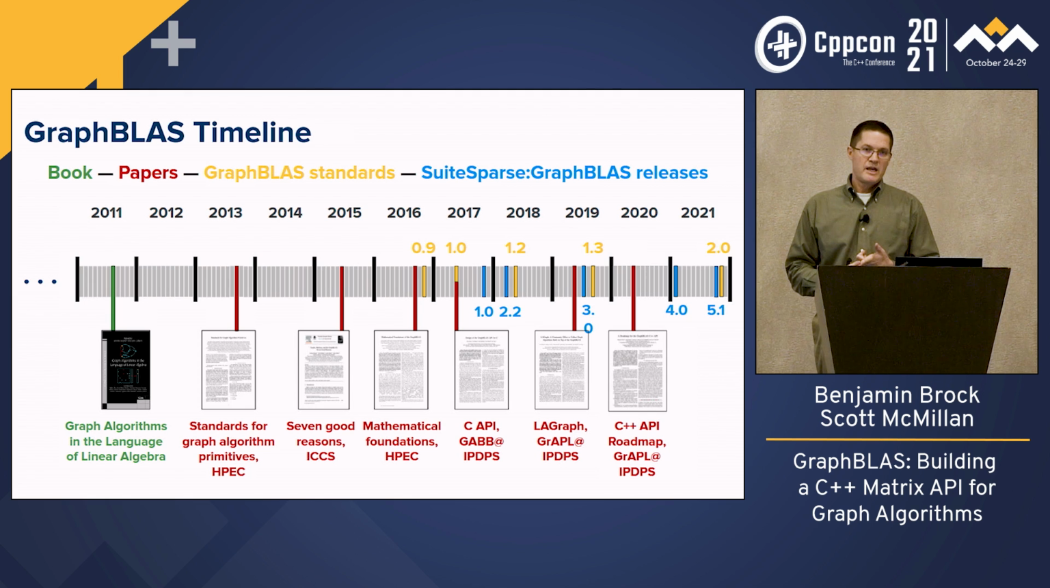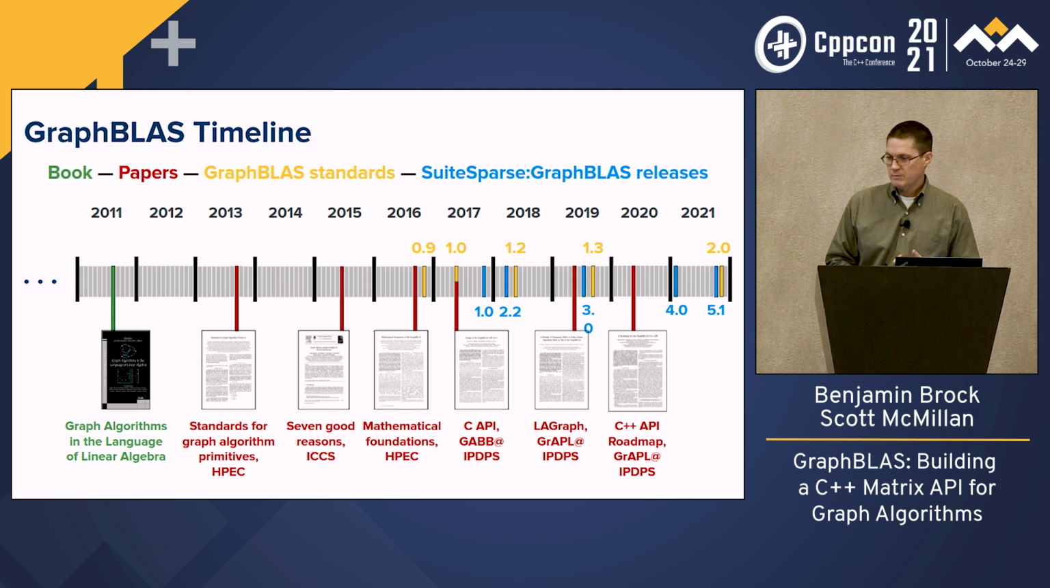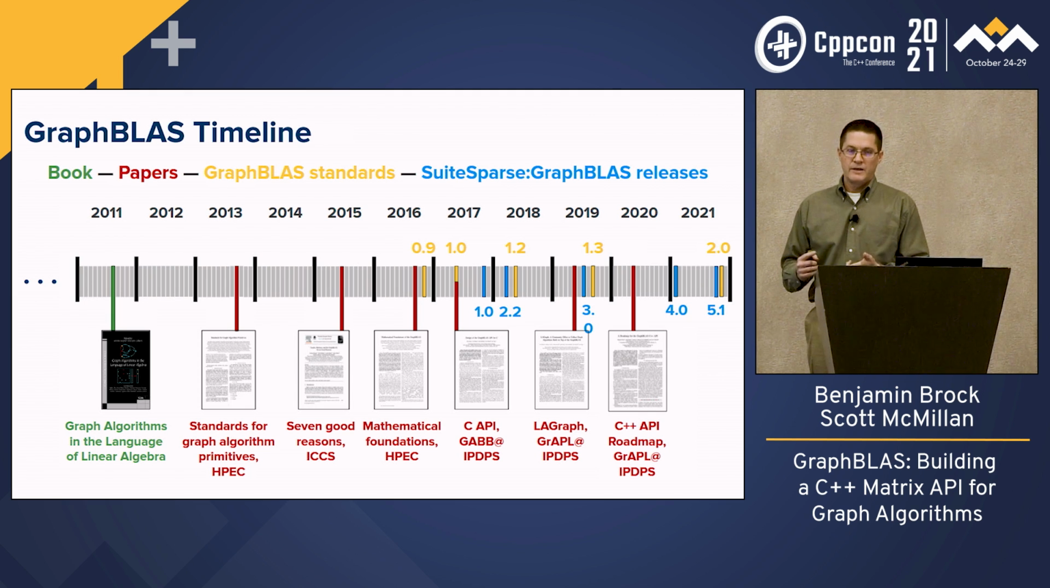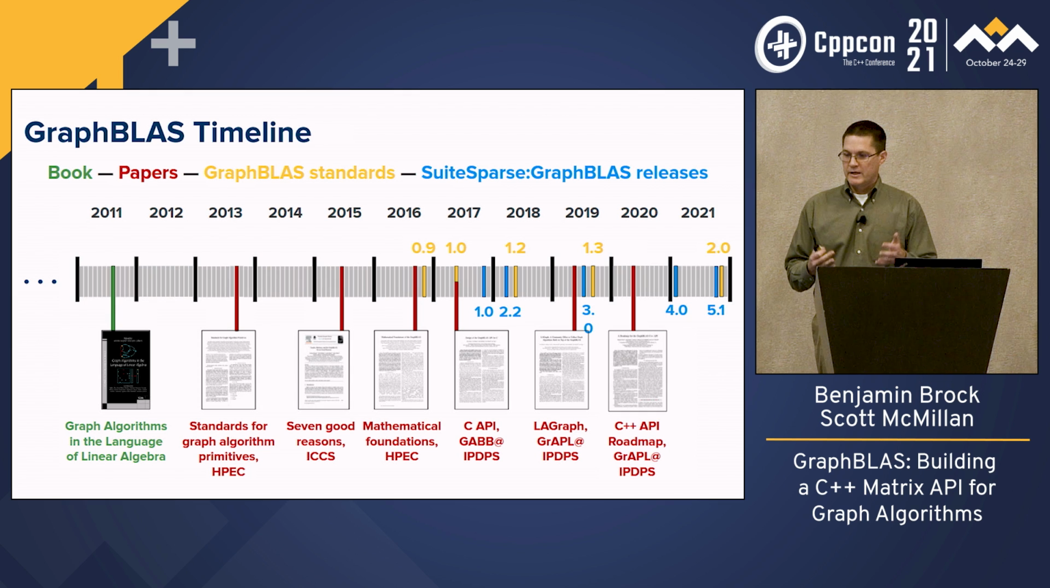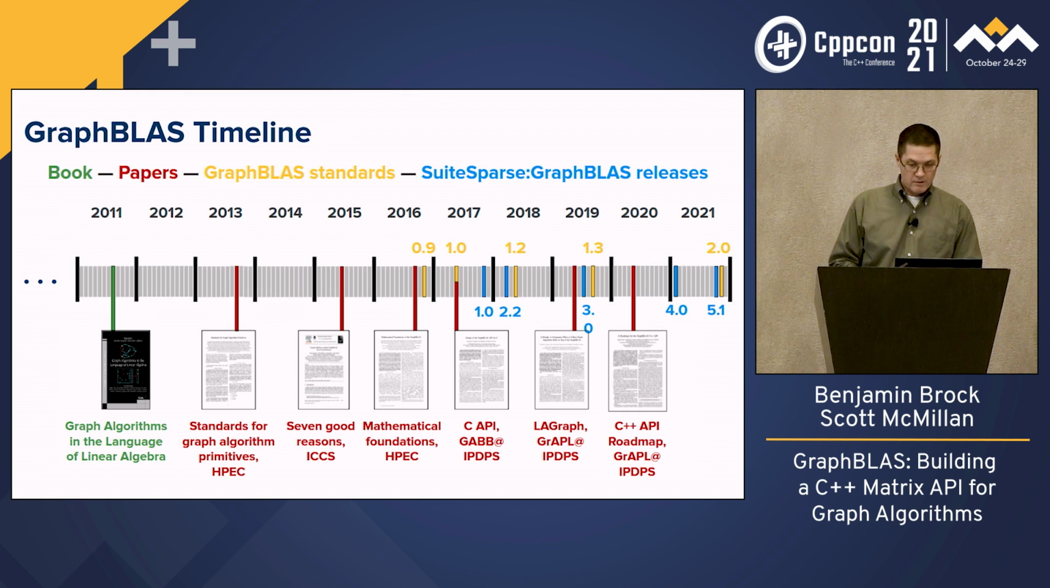The first C API specification was published in 2017, and then a bunch of updates have happened since then, with a major update that will be released next month at Supercomputing. At the same time, we've had a number of implementations occur. The most popular one right now is SuiteSparse GraphBLAS by Tim Davis at Texas A&M. And he's been doing a number of releases in the yellow across the timeline. Or blue, sorry, his is blue.